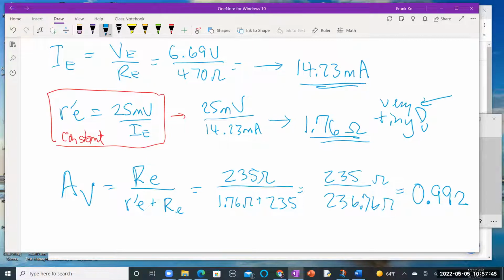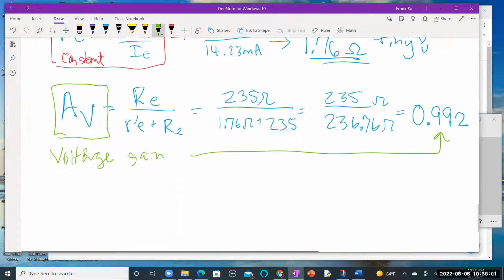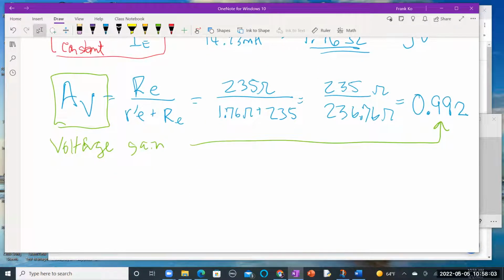Okay, so this is not in volts. This is not in ohms. This is an AV. This is a voltage gain. Voltage gain. And it's less than 1. That's how we prove that the AV is approximately 1. And because it is approximately 1, actually you lose a little bit along the way.